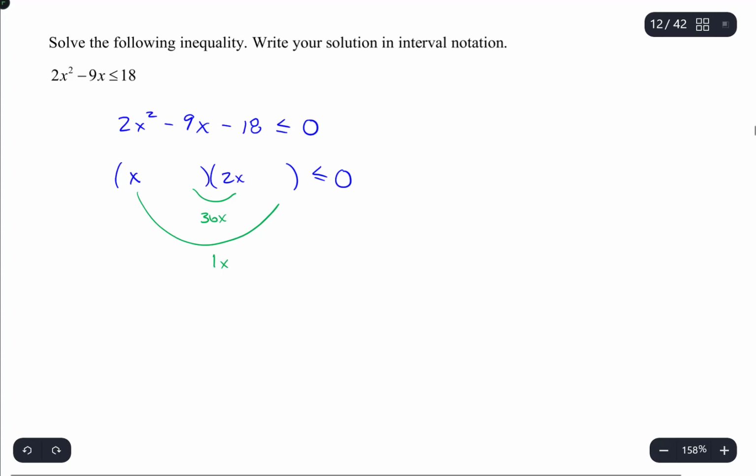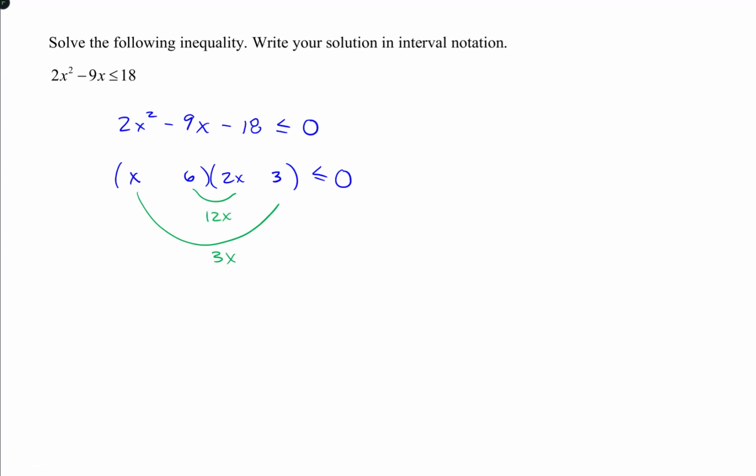Let's see, 9 and 2, 1 and 18. I haven't tried 6 and 3. So let's try 6 and 3. Let's see what happens there. All right, 6 times 2x would be 12x. 3 times x would be 3x. If the 12 is negative and the 3 is positive, then that would add to negative 9x. There we go. All right, so I need this to be negative and that to be positive.